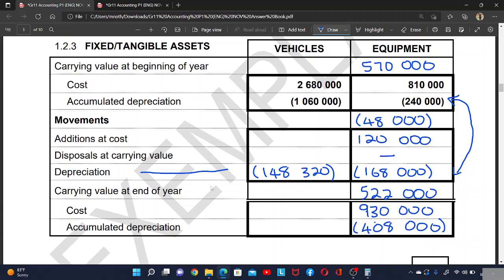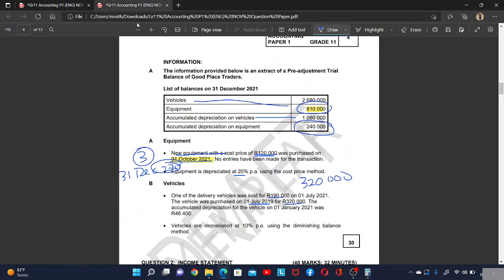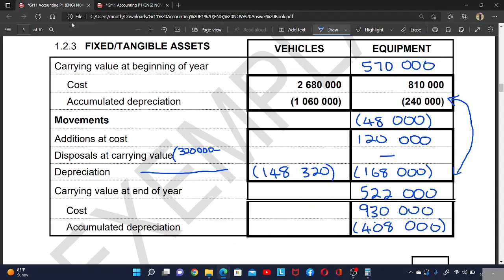So what we are going to do is, because we must record it at the carrying value, we need to subtract its accumulated depreciation. So the accumulated depreciation of this vehicle is 46,400. So minus 46,400.